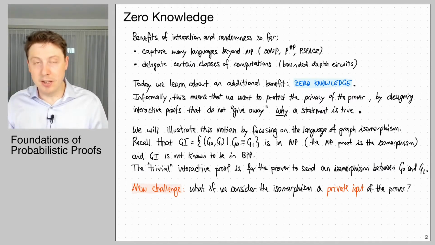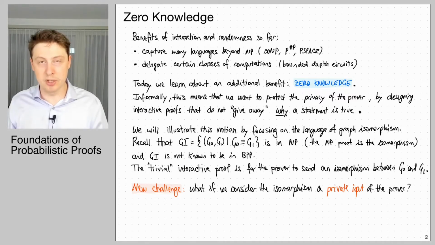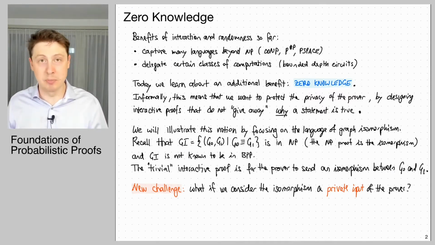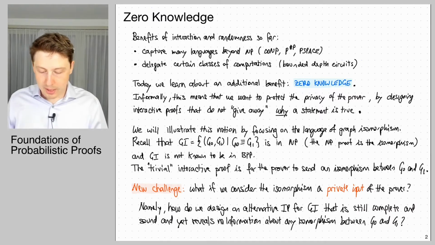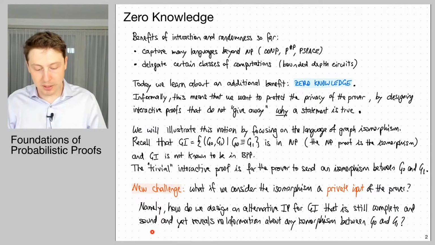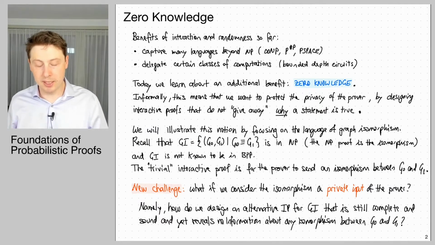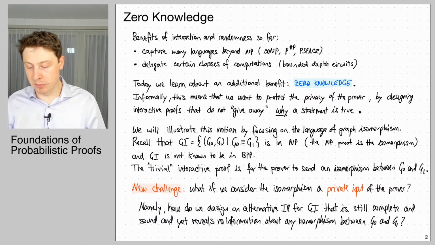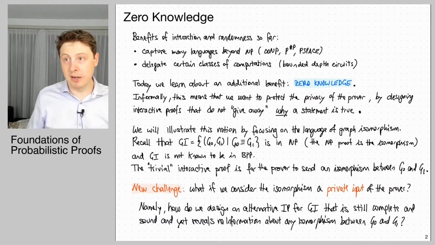So there is a trivial interactive proof because the language is in NP. The prover sends the isomorphism to the verifier. That works, but it violates this new requirement that we want to protect this private input. So again, still at a high level, how do we design an alternative interactive proof for graph isomorphism that is still complete and sound? So the honest prover can convince the verifier that two graphs are isomorphic when indeed they are, and it can't when they're not. But with revealing no information about any isomorphism between G0 and G1. So that is roughly the goal for today.